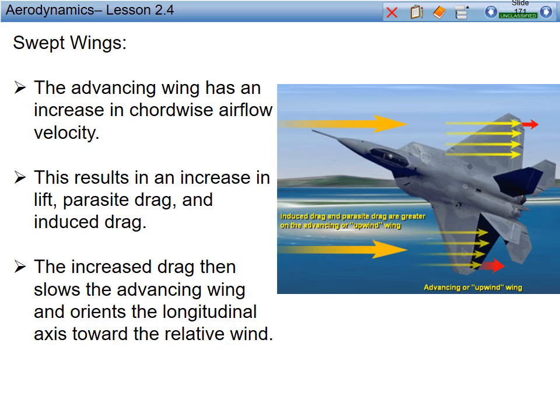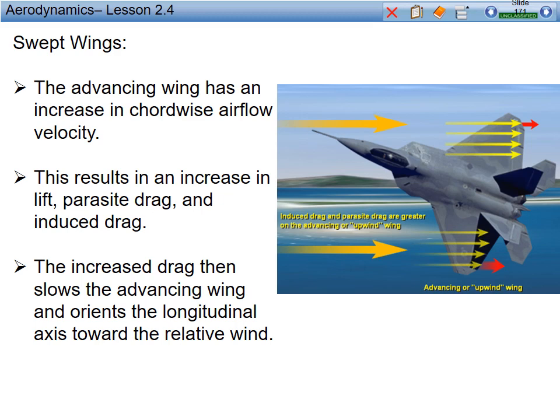Swept wings have the same increase and decrease in parasite drag. However, with it being a swept wing, it is not only a parasite drag conversation, it is also an induced drag conversation. The advancing wing will have increased chord-wise airflow, causing more lift. More lift causes more induced drag on top of more parasite drag, which will cause that wing to drag back and bring the nose into that new relative wind.